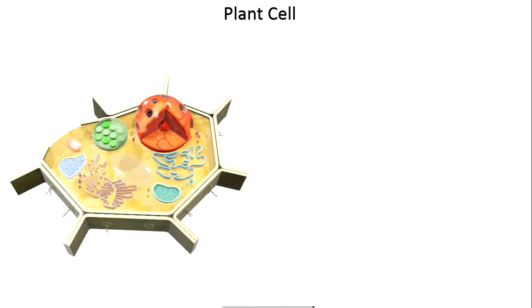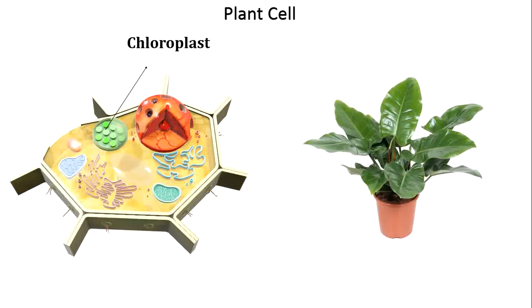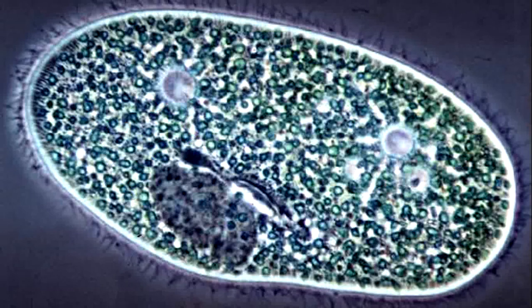Now we'll talk about the other part of the plant cell, which is different and not found in the animal cell. It is the chloroplast. The chloroplast is that part of the cell which produces a chemical called chlorophyll. This chlorophyll chemical gives the plant its green color, which is needed for the plants to produce and make their own food.